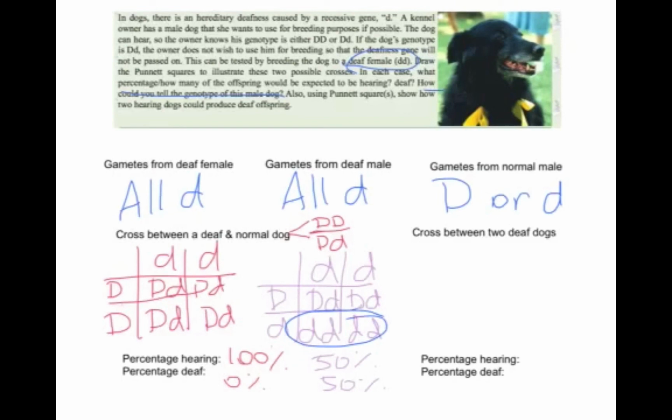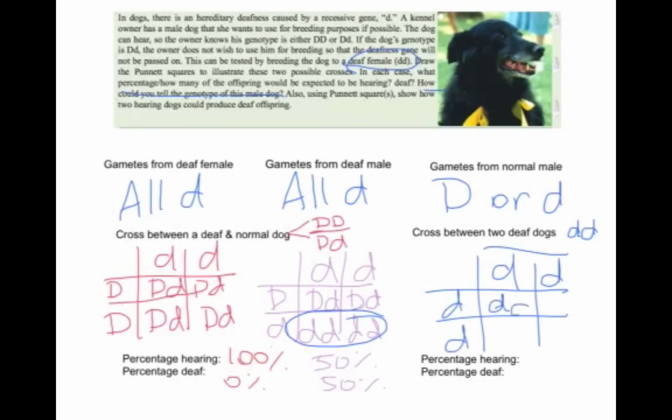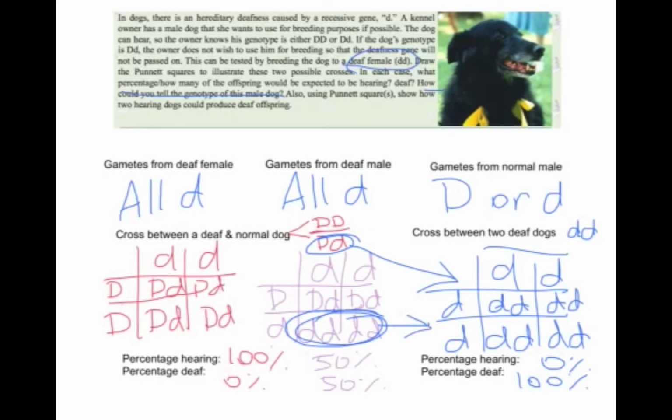We also now need to do a cross between two deaf dogs, which we know are both little d little d. So we draw up our Punnett square, little d and little d. We do our cross and we find that all of our dogs are little d little d, which means that 100% of them are deaf and 0% of them are hearing. So that's why the breeder wants to make sure that her male dog is not heterozygous, because eventually you're going to end up with puppies that are little d little d, and eventually you're going to end up with a whole breed of deaf puppies.